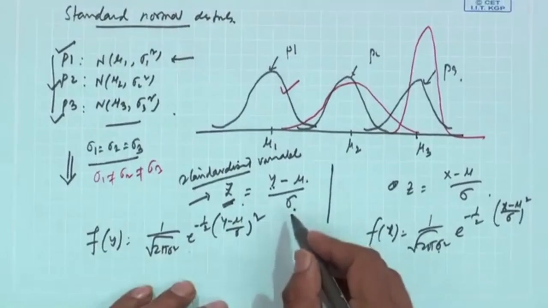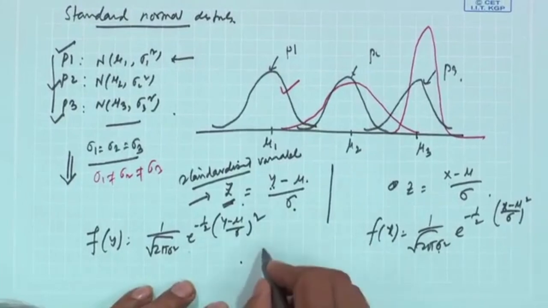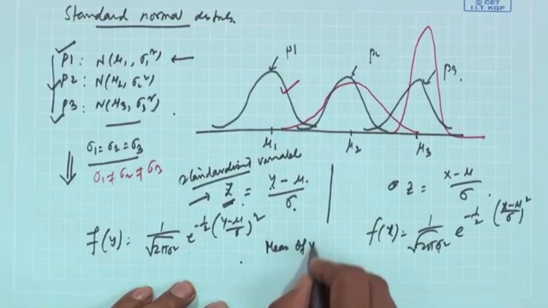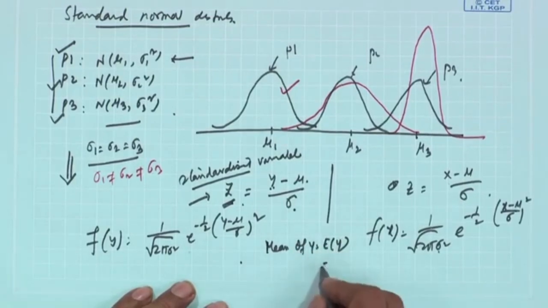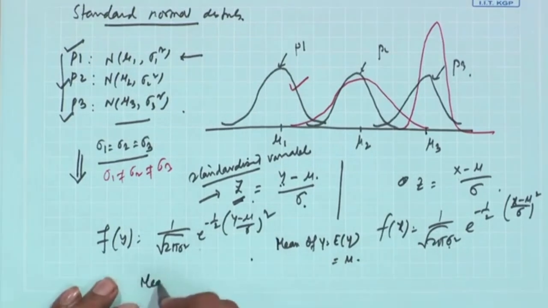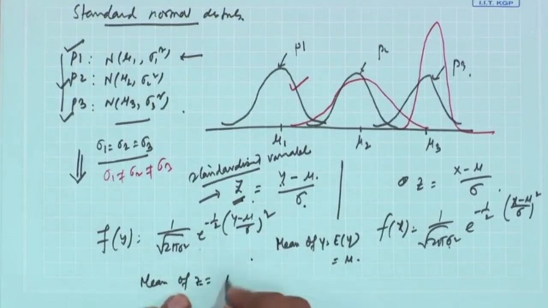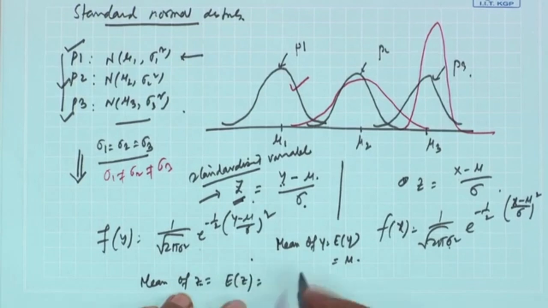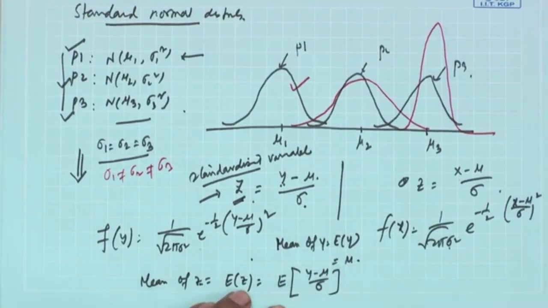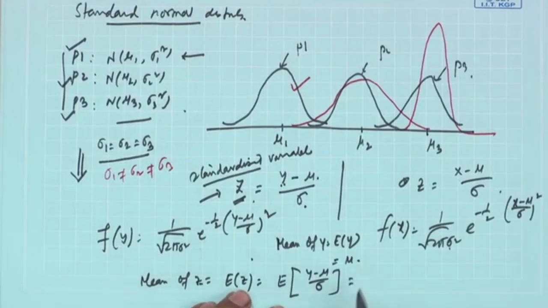Now, we all know what is the mean of y, the expected value of y, which is nothing but mu. Then if I want to know what is the mean of z, what will you write? Expected value of z. That means expected value of z is nothing but the expected value of (y minus mu) by sigma. Now, sigma is constant, so it will come out.